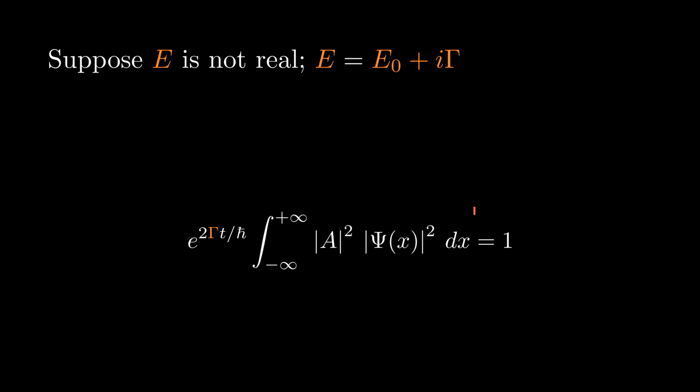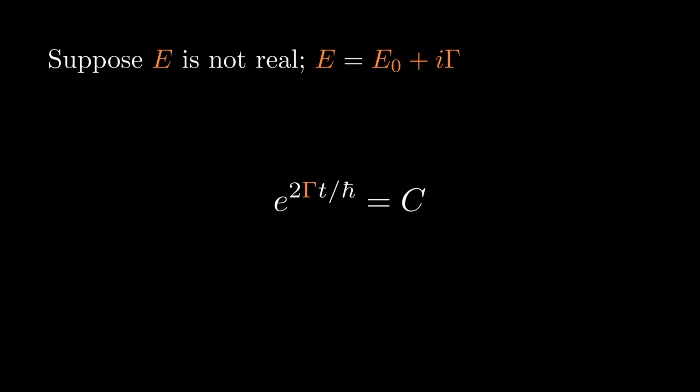Now we can carry out the integration, and since the result must be constant because the wave function must be normalizable, for this to be true, the imaginary part gamma must be 0.